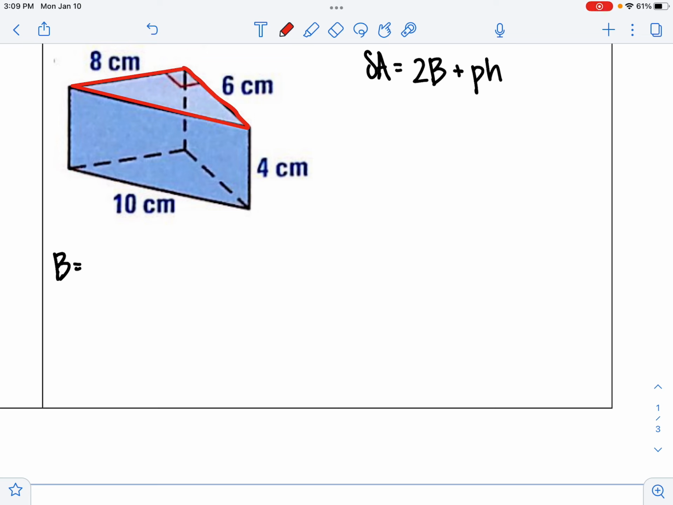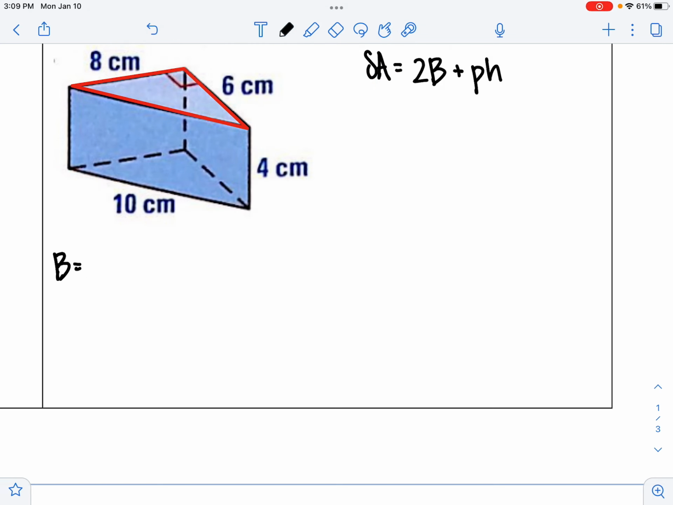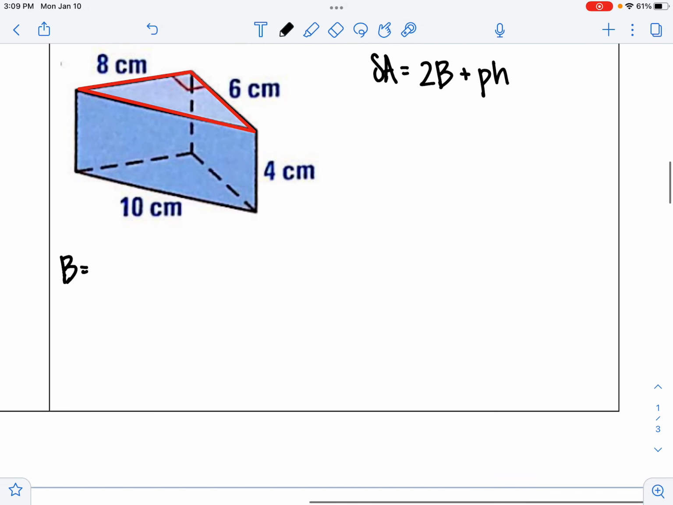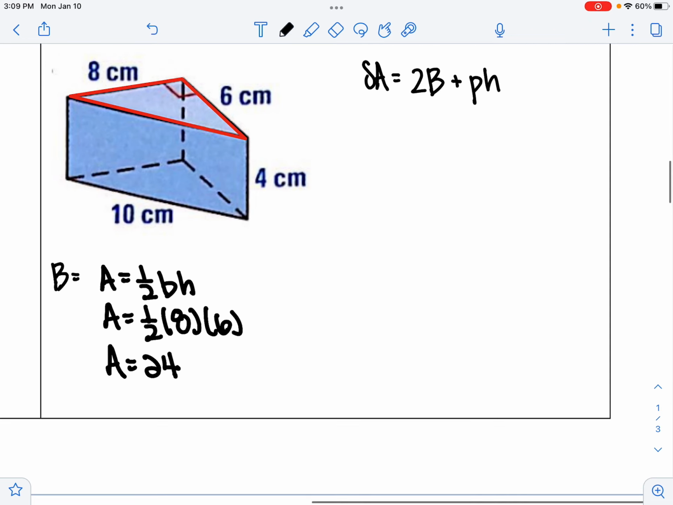So if you notice, I have these 2 dimensions. I have 8 and 6, and that's going to be my base and my height for the area of the triangle, all right? So I'm going to do area is equal to 1/2 base times height. A is equal to 1/2 times 8 times 6, which means the area of my base is 24, okay? So coming off to the side here, my big B is 24. So you find the area of the triangle, okay?